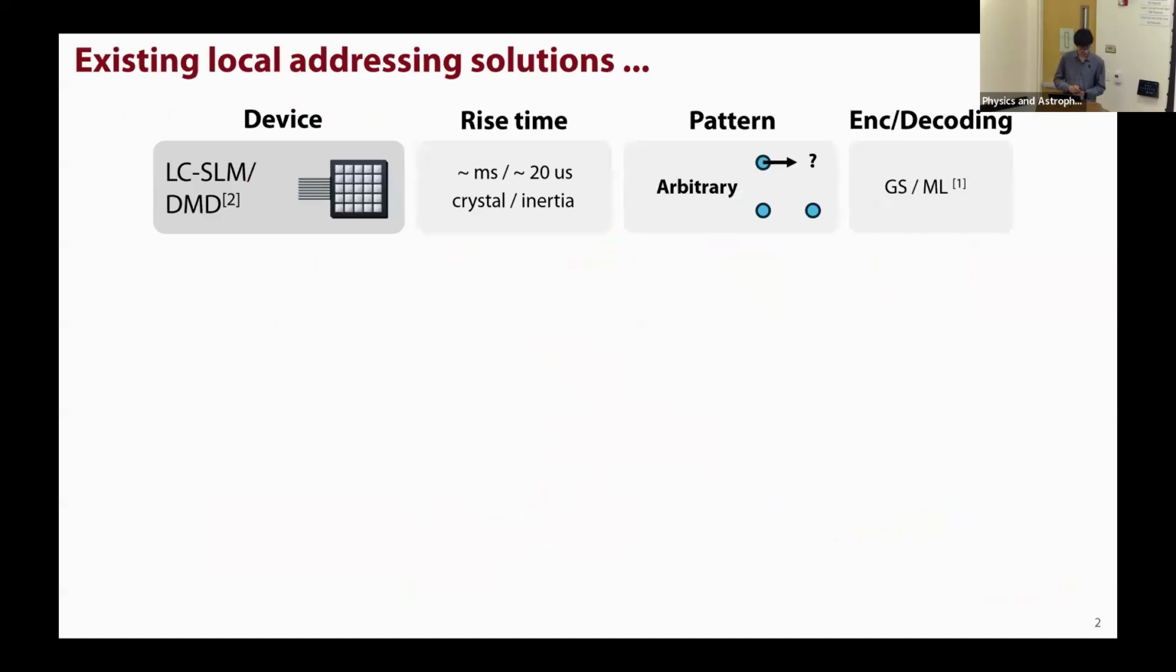If we look at the current local addressing solutions, the liquid crystal spatial light modulator and the digital mirror devices can generate arbitrary intensity patterns, but independent control of each spot is difficult, primarily because we need to calculate the phase mask using GS or machine learning algorithms, which do not have a direct pattern to phase mask mapping.